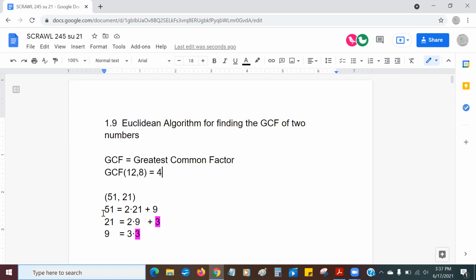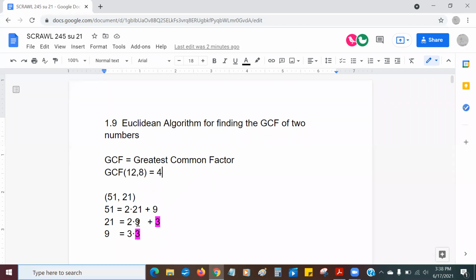So you take the bigger number first, you put it right over there, 51. Basically you want to see how many times 21 goes into 51. So 51 is equal to 2 times 21 plus a remainder of 9. Now you take the 21 and you put it right there, and you want to know how many times this remainder, 9, goes into 21. So 21 is equal to 2 times 9 plus 3.